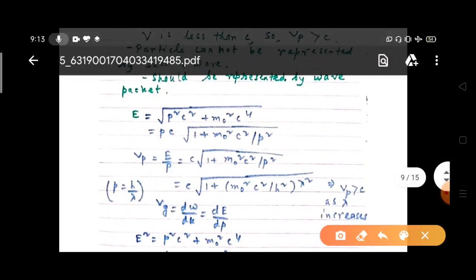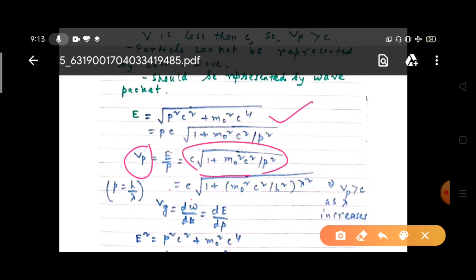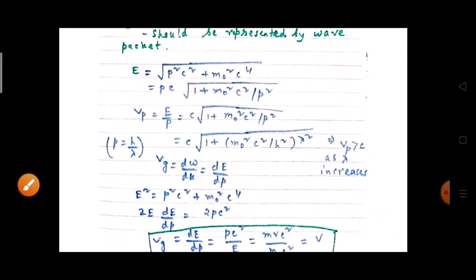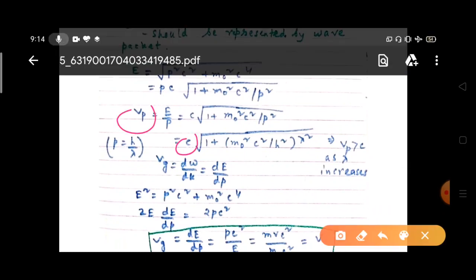So the relativistic energy E equals root over p square c square plus m naught square c to the power 4, from where we can calculate Vp, that is Vp equals E by p, that is c into root over 1 plus m naught square c square by p square, or you can write it as c root over 1 plus m naught square c square by h square into lambda square. So Vp will be greater than c when lambda increases.